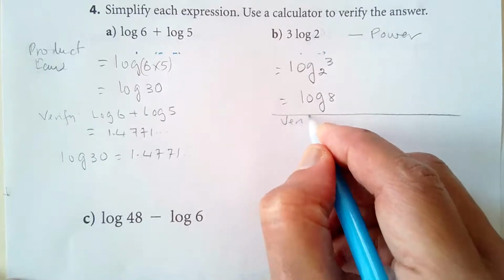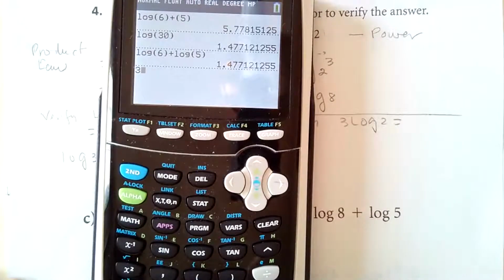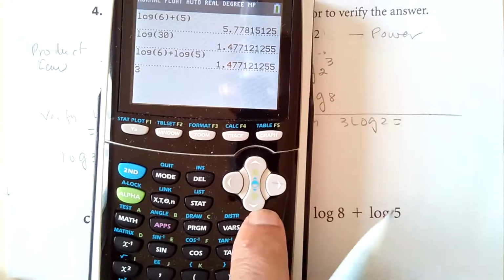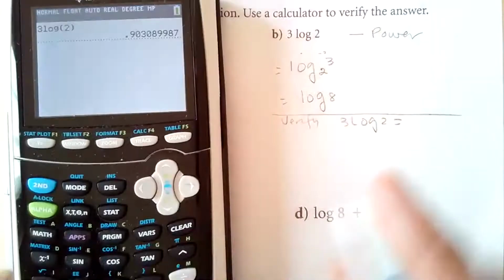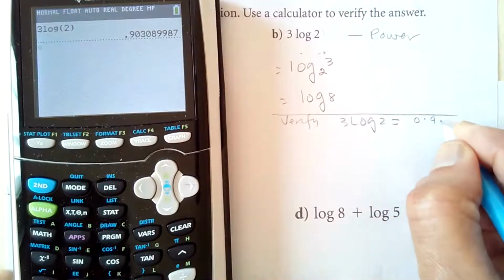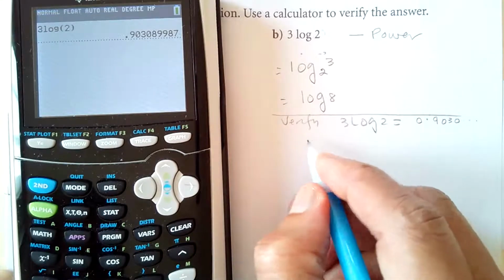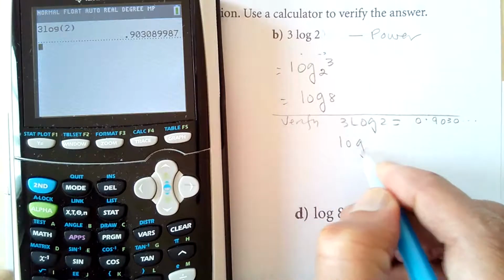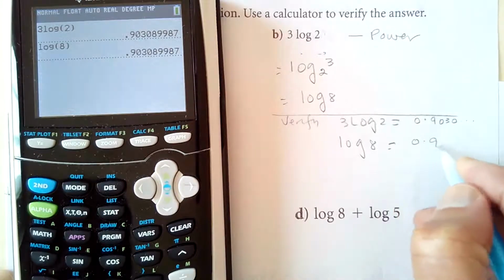So verify 3 log 2 is equal to... it's clear, 3 log 2 is 0.903, and log 8 is also 0.903.